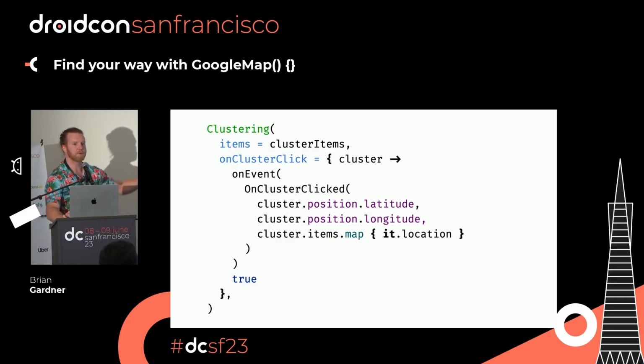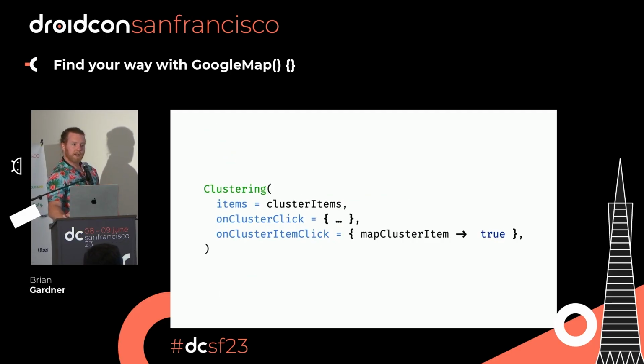So maybe you want to center the map on that and zoom in a little bit so it'll kind of break out the cluster a little bit more. That's what we did in our case. Or maybe you want to take them to like a detail screen to show all of the items at that particular spot so they can pick a specific one. It's really up to your use case.